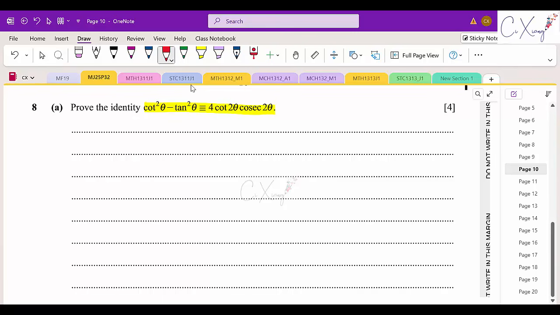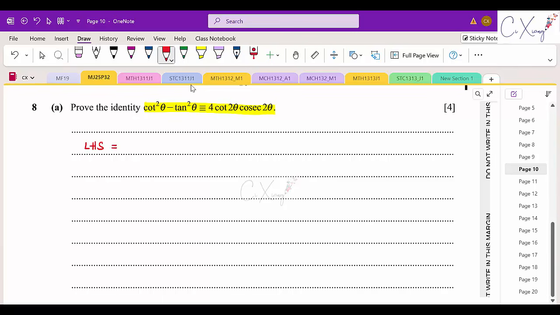And then I realized that in our questions, most of the time when they give us something at the left, it will be easier for us to start from the left. But of course, it's not wrong if you want to start from the right. Okay, so I will just straight away start from the left first.